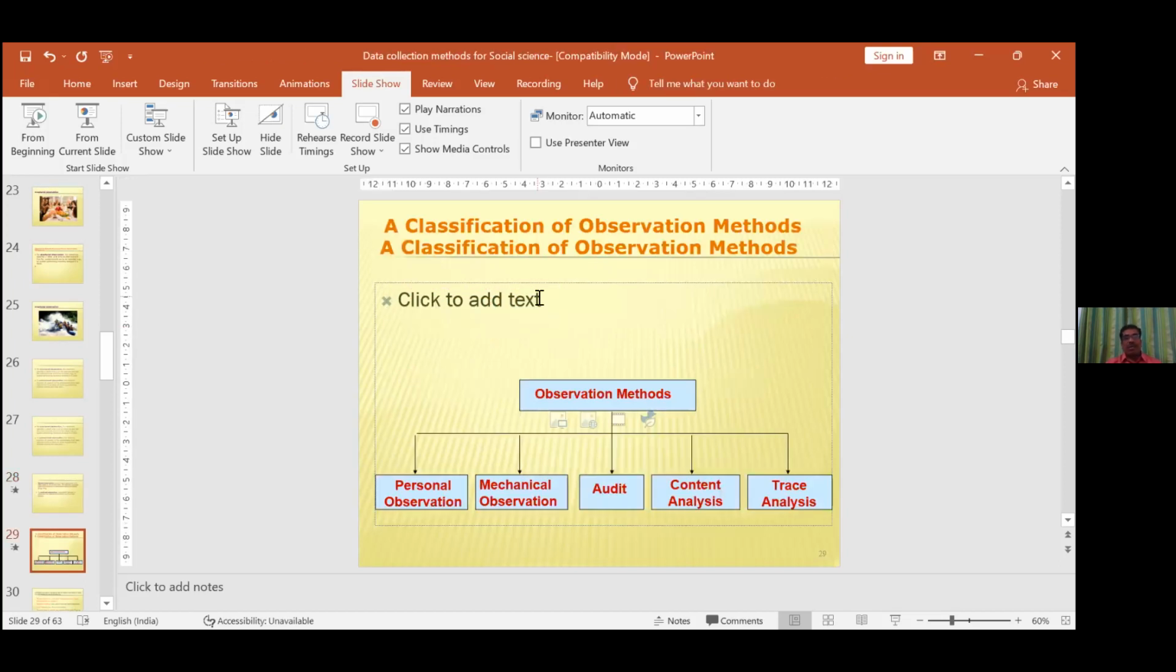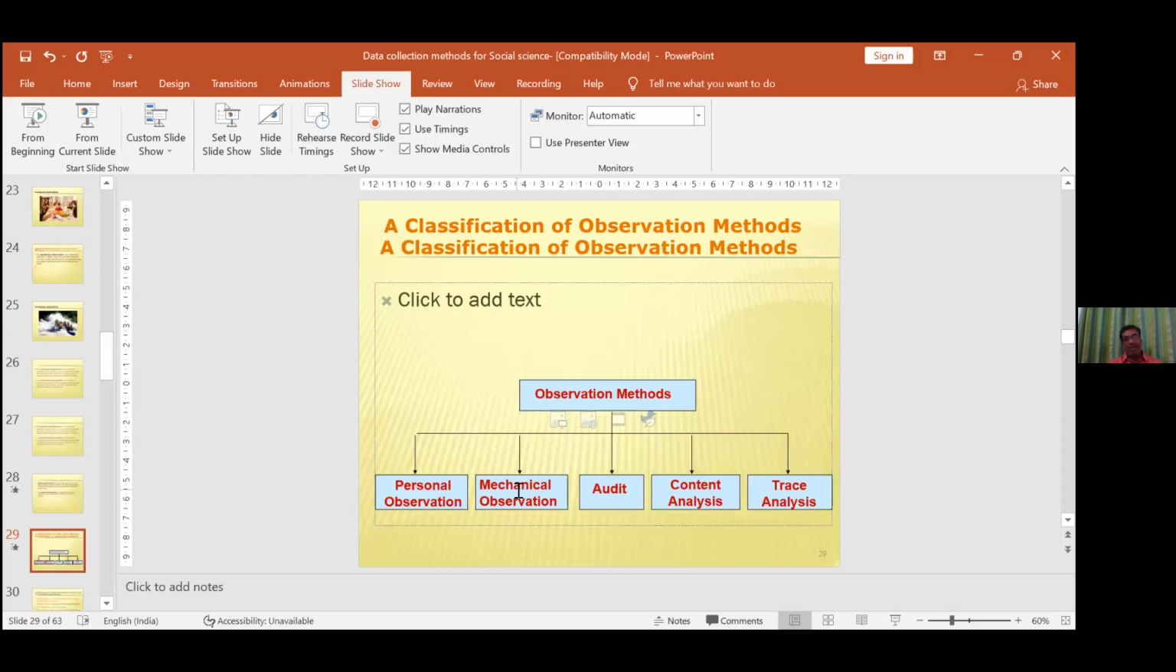There are different methods used by the researcher for observation. One is personal observation, which means the researcher can use structured observation, unstructured observation, or natural observation for collecting primary data. Similarly, the second one is mechanical observation.